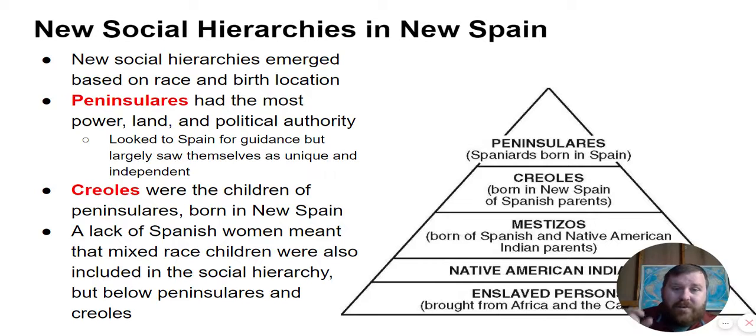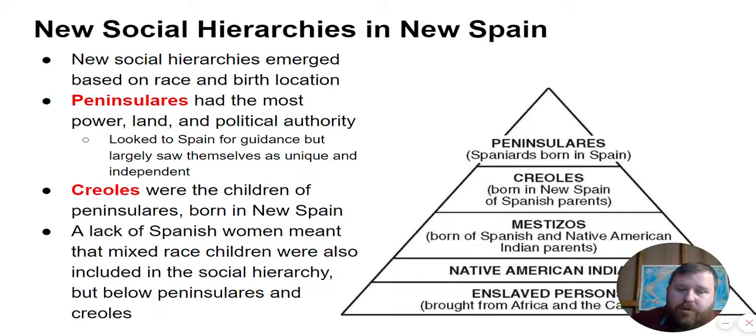so the Creoles were a little bit below the Peninsulares, but they're assumed to be of Spanish heritage. They're just born in New Spain, born in the New World, rather than in Spain itself. All right. Now, a lack of Spanish women meant that mixed race children were also included in the social hierarchies, but they were below Peninsulares and Creole.